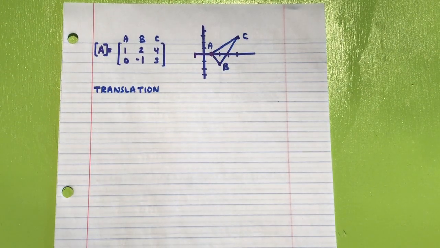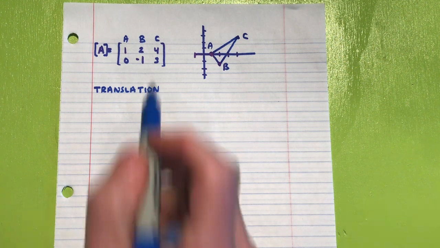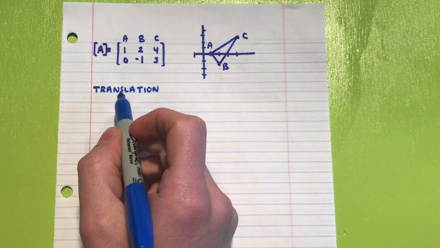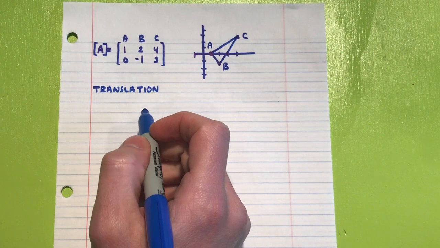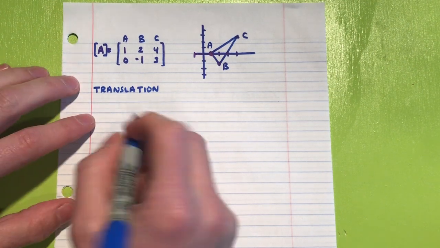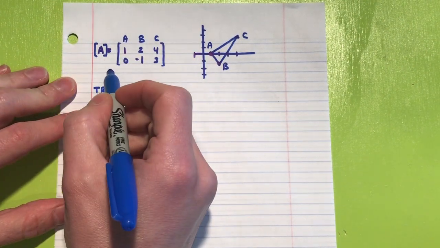All right, today we've got a quick recap of our transformation matrices. First off, we saw this translation. We add or subtract a matrix to get a translation matrix. Now let's say we're going to take our coordinate matrix.